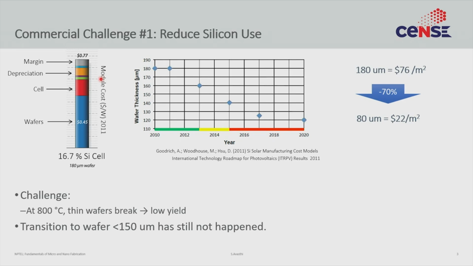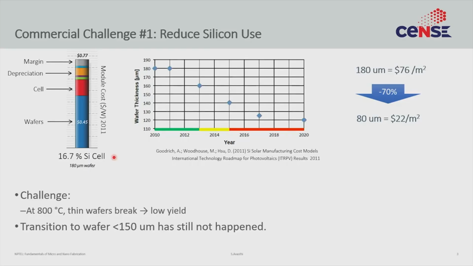So here is an example. This is what the cost of a module in 2011 was. These numbers have since changed. The cost of solar cells has fallen 80% since those times. So don't look at the absolute numbers, just look at the distribution of the cost. What immediately jumps out is that the biggest cost of the module, which is what you purchase, is not the margin, it is not the making of the cell, it is actually the making of the wafer.